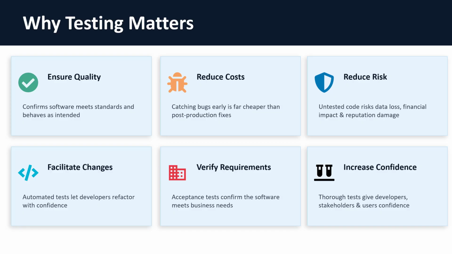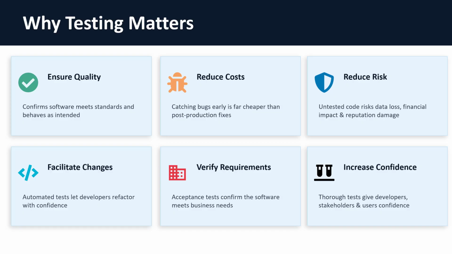So, what are the 6 reasons ultimately why it matters? 1, we want to ensure quality. Tests are essentially a contract between your code and its expected behavior. If the test passes, the code does what it claims to do. 2, it reduces cost. There's well-known industry research showing that fixing a bug in production can cost 6 times more than fixing it during development. That's developer time, QA time, business impact. Testing moves that cost into the cheapest possible moment.